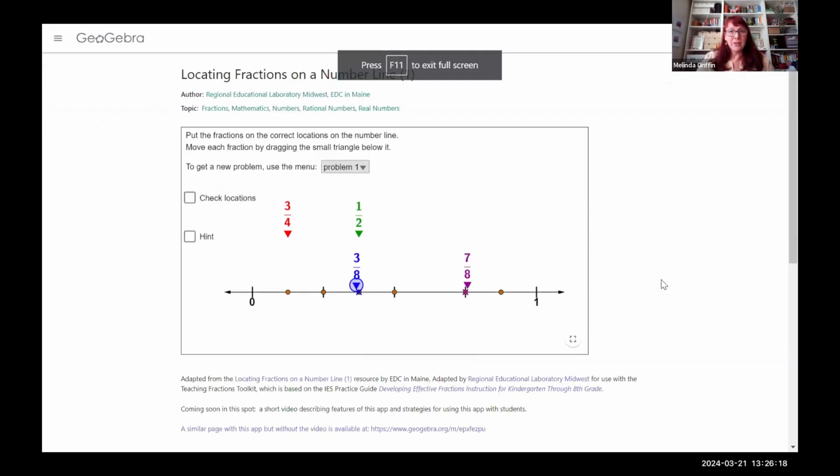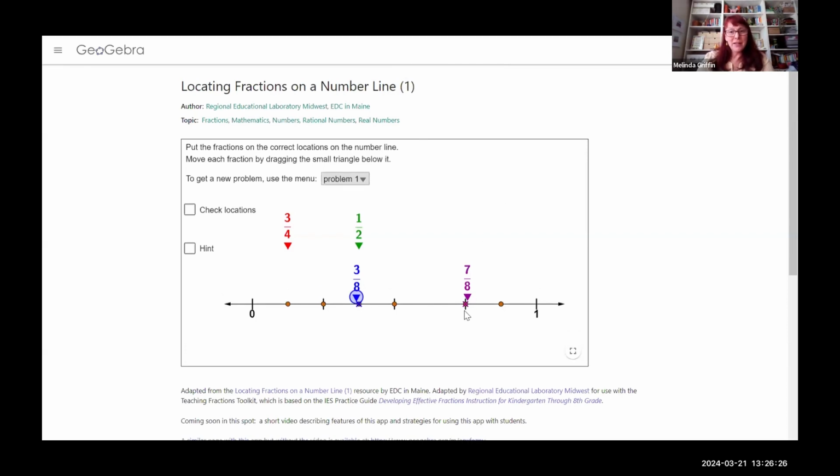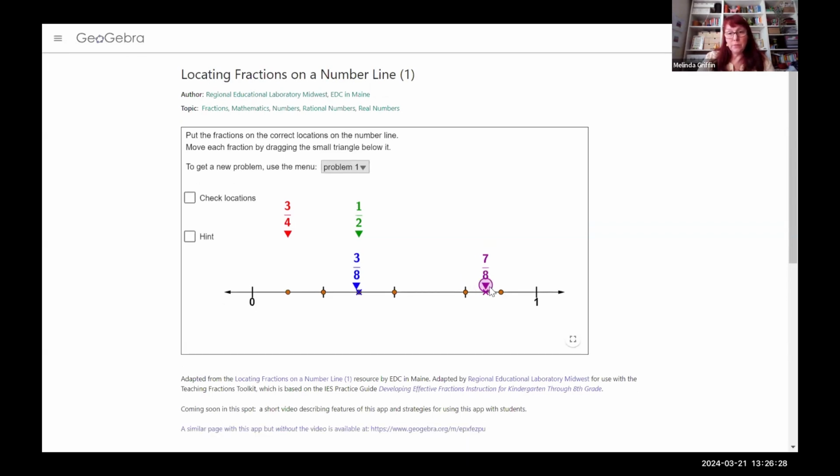All right, so our first one is locating fractions on a number line. Let me move some things around here so I can see what's going on as well. So in this case, students can put some fractions on the number line. They have a chance to move them around, like maybe I put this here and then I go, wait, no, I think maybe it belongs over here. I can check the locations and see which ones I have right, which ones I don't.